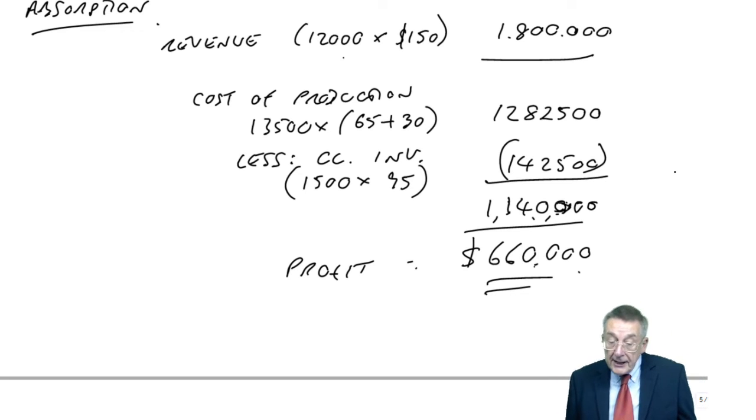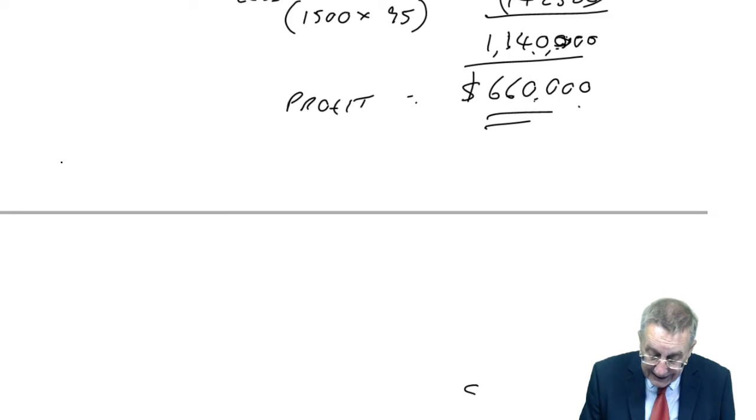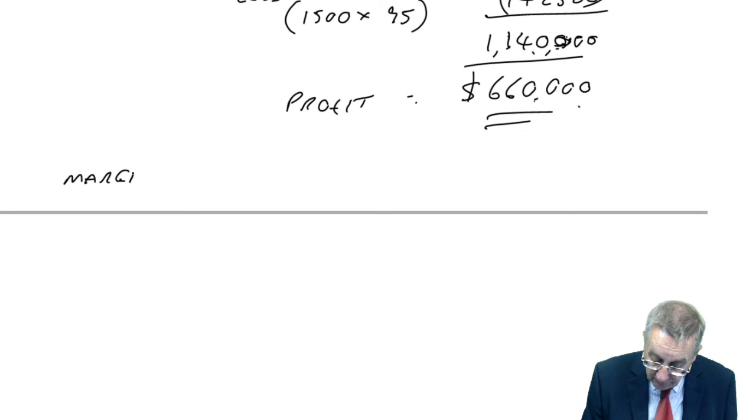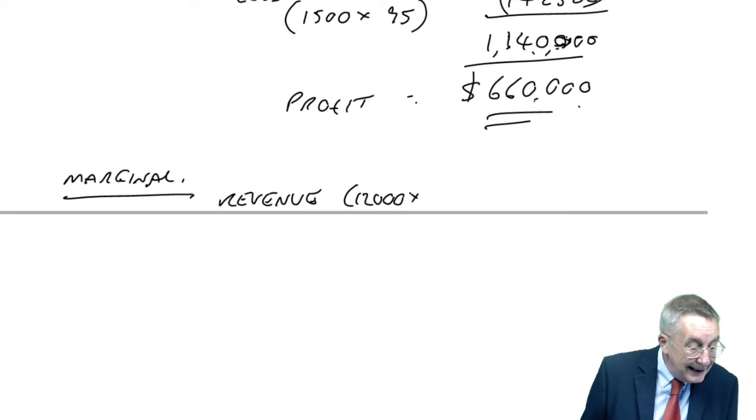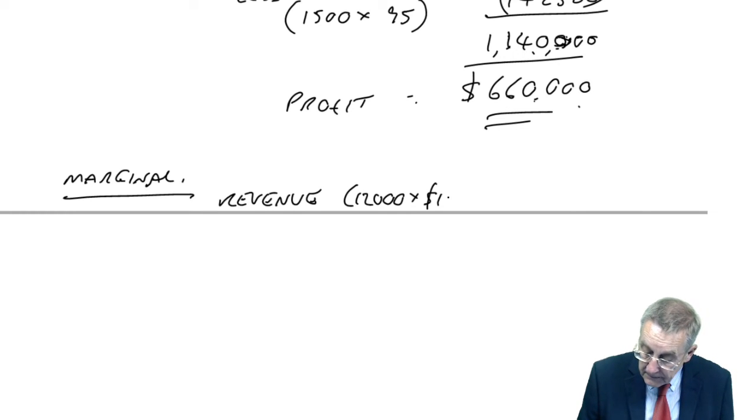All right, let's redo it using marginal costing. The revenue, obviously, is before, so 12,000 sold at 150, 1.8 million.